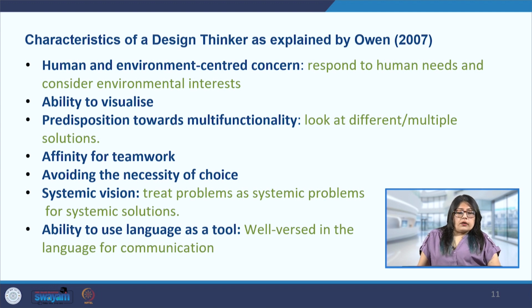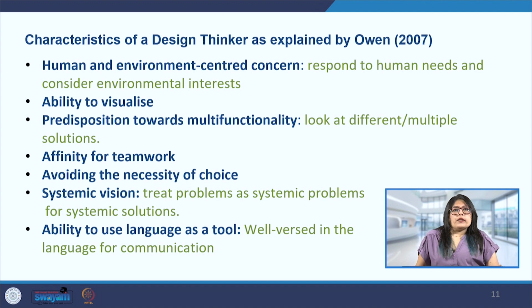So the designer needs to thrive in a team where he or she is working together, because here diverse perspectives will be contributing to the innovation process, and this affinity for teamwork fosters creativity. Because a number of ideas are shared, they are refined and developed through effort which is put in collectively by the entire team. So it is imperative to have affinity for teamwork.